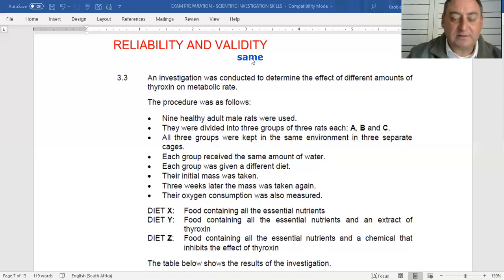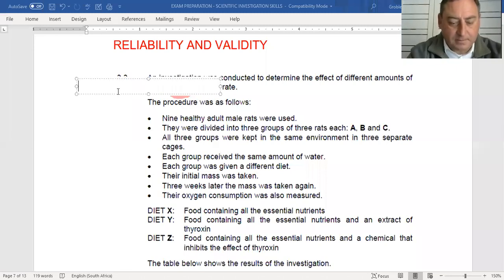When you keep everything the same, you're just changing the thing that you're testing. The thing that we're testing, we call the independent variable. So let's look at this investigation. They were testing the effect of thyroxine on metabolic rate. So that means, what is the effect of thyroxine on your metabolic rate? So immediately, before we go in, we identify for ourselves, thyroxine will be the what variable?